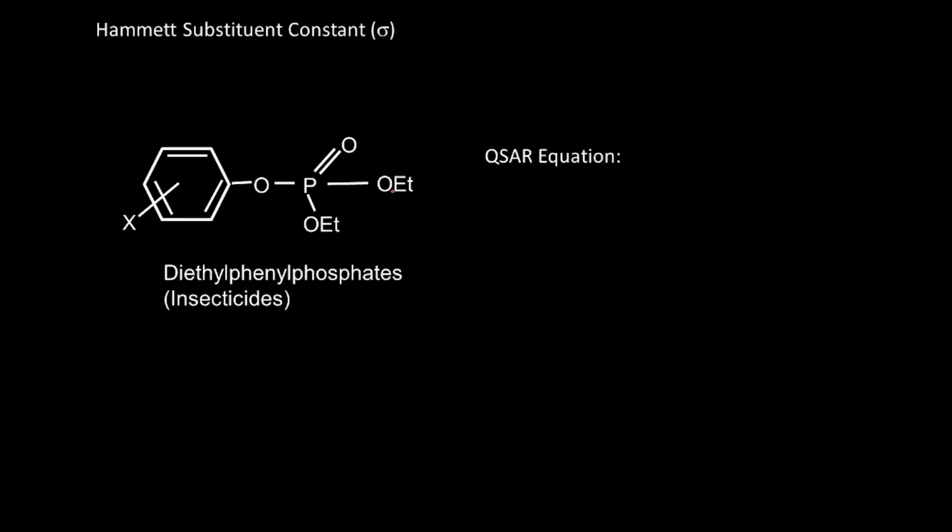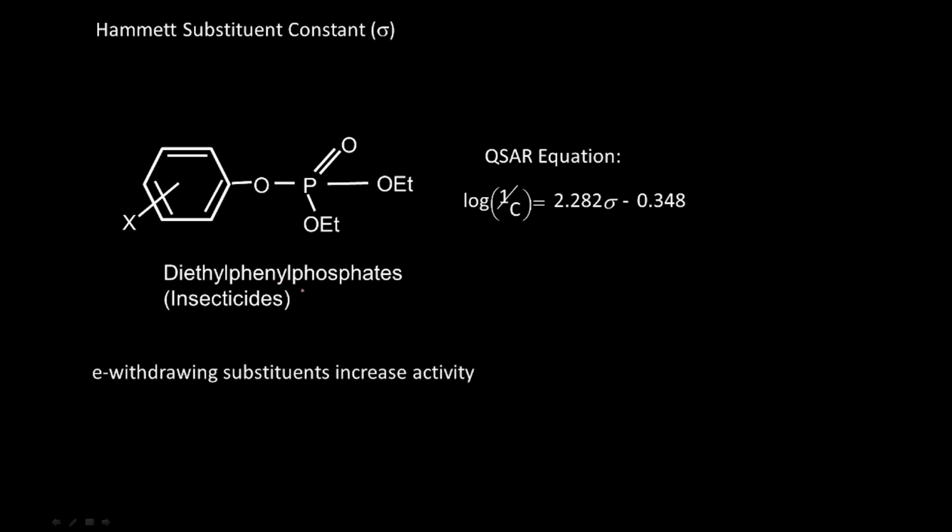Diethyl phenyl phosphates, where you have two ethyl groups here, are all used as insecticides. We have equations like this: 2.282 sigma minus 0.348. So electron withdrawing substitution increases the activity.